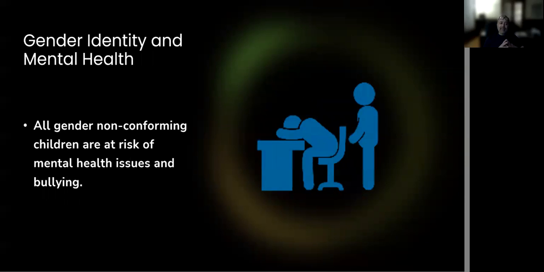So, gender identity and mental health. All gender non-conforming children are at a high risk of mental health issues and bullying. A large number of teen suicide attempts have links to sexuality and gender identity. Parents of these children must be aware of this fact and take a role that shows respect, understanding, and support to that child who has a non-conforming gender. The best thing for the parent to do is to take a non-judgmental approach to gain the child's trust and help them through these difficult times.